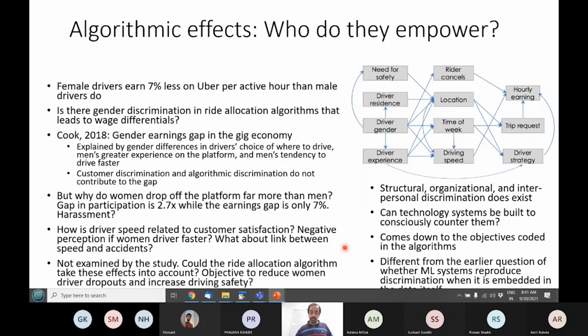So that's yet another argument: to make something more power equal, I will change the algorithms. But the point is that, just like transparency, even these algorithmic changes may not solve the issue.